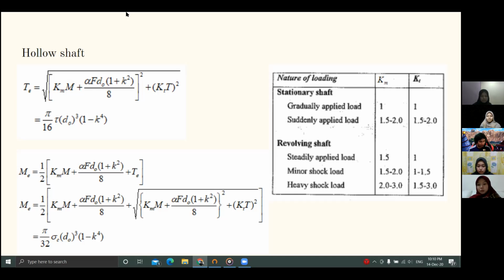Km stands for combined shock and fatigue factor for bending, while Kt is the combined shock and fatigue factor for torsion. The table at the right side of the slide shows the recommended values for Km and Kt, which depend on the type of shaft and load applied.